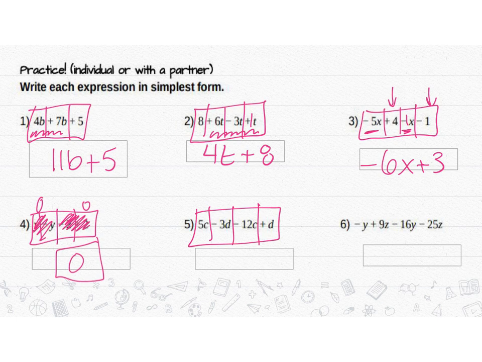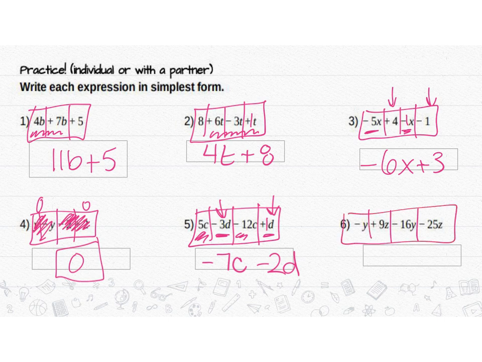Next one, combine your c's, and then negative 3d and positive 1d. So 5c plus negative 12c is negative 7c, and then negative 3d plus 1d is minus 2d. And the last one, that's negative 1y plus negative 16y is negative 17y, and then 9z plus negative 25z is negative 16z.